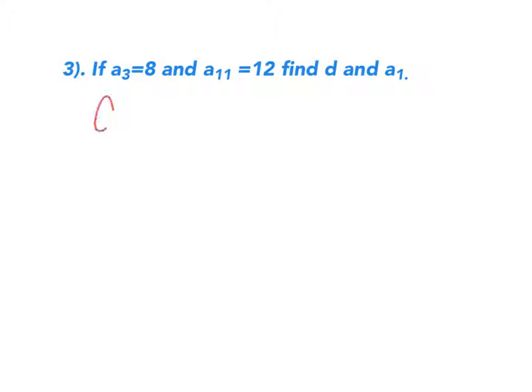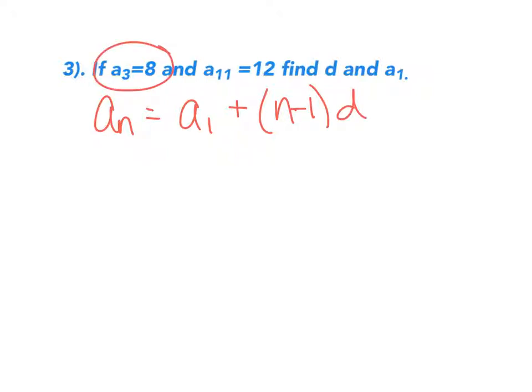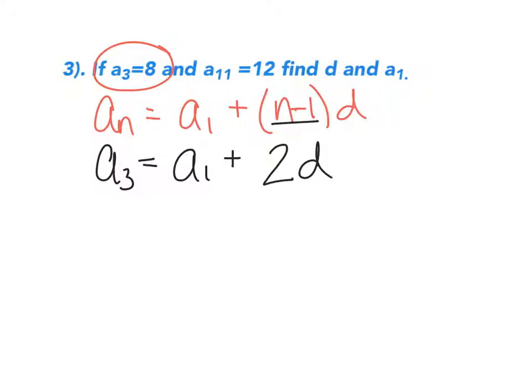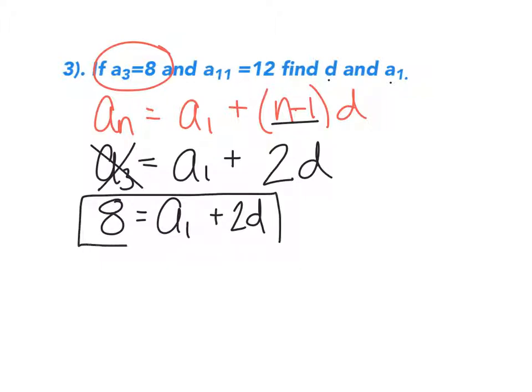So I'm going to use the formula a sub n equals a sub 1 plus n minus 1 times d. Okay, so I'm just going to take the first thing I know. I'm going to replace all my little n's with a 3. So a sub 3 equals a sub 1 plus, I'm going to do a little mental math, 3 minus 1 is 2 times d. And I know a sub 3 is actually 8. So I get 8 equals a sub 1 plus 2d. Okay. So I have to solve for a d and a sub 1. So what I want you to first do is box that in, and we'll see where we go.